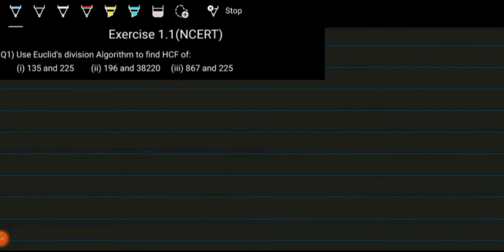Exercise 1.1 NCERT solutions. Question number 1. Use Euclid's division algorithm to find the HCF of the following. Now we will start the solution.